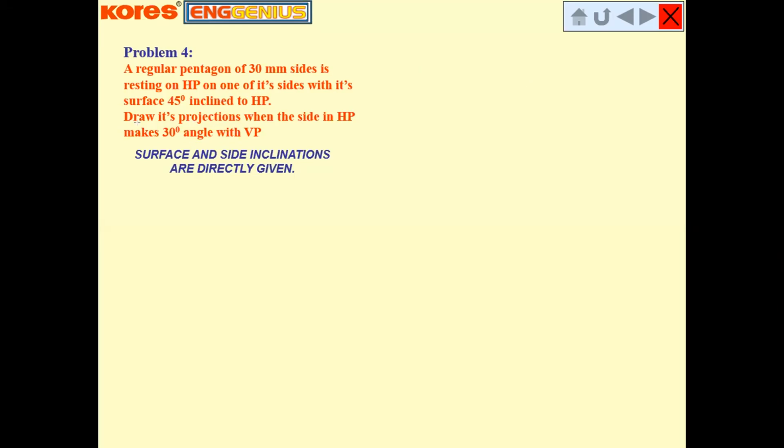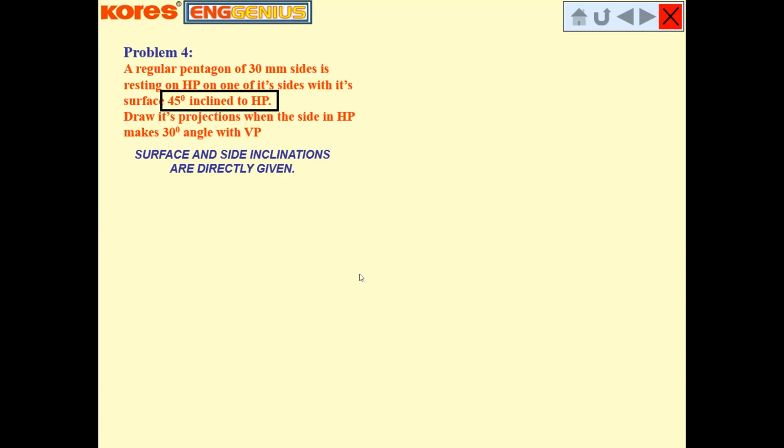So here, one side of the pentagon is inclined to HP by 45 degrees. This is the first information given to you. The second information is: draw its projection when the side in HP. So which line are you talking about? The side which is in HP makes a 30 degree angle with respect to the vertical plane. So these three conditions are given to you for the plane pentagon. Surface and side inclinations are directly given. So you can consider these two pieces of information.